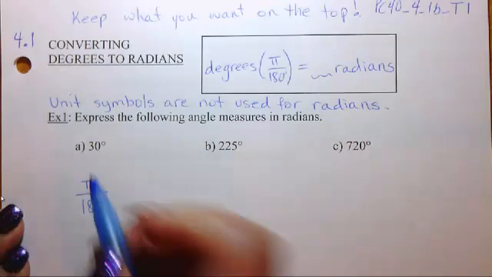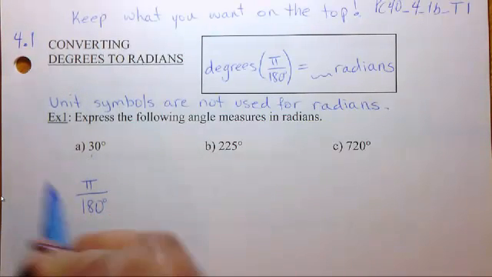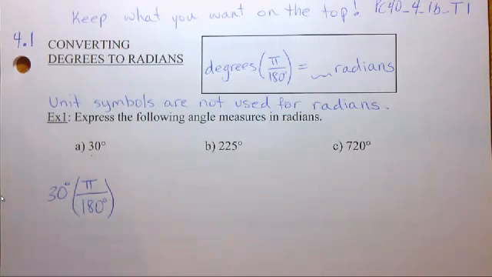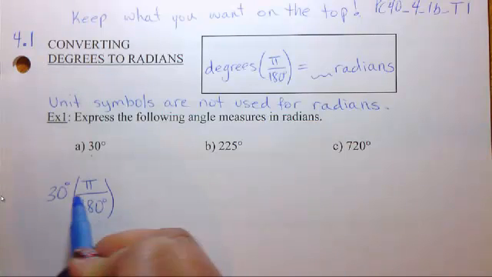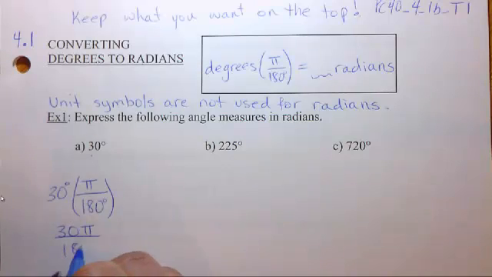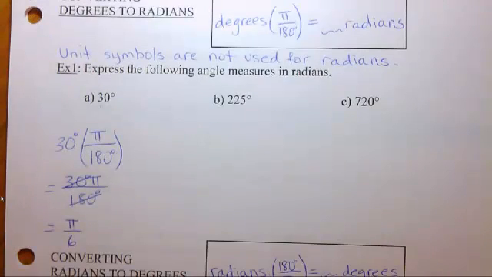Okay, so let's do a couple of these examples. I want to convert 30 degrees into radians. So I take my ratio and I multiply 30 degrees by it. Then all I need to do is reduce this fraction that I get, 30 over 180 degrees. So take a 30 out and I end up with pi over 6. So pi over 6 is my answer for this first one.